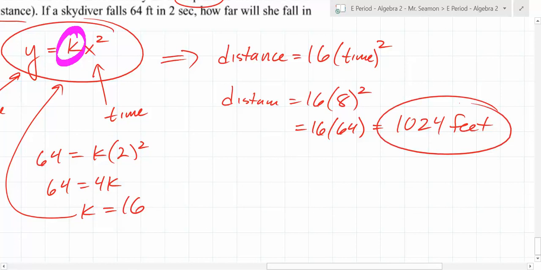Does that make a realistic amount of sense? Falling 1,000 feet in 8 seconds? Absolutely. Here's the thing. If you factor in air resistance, does this answer change a lot? Yeah. It will. Absolutely. Because of air resistance, you have something called terminal velocity. Does anybody know what that is?